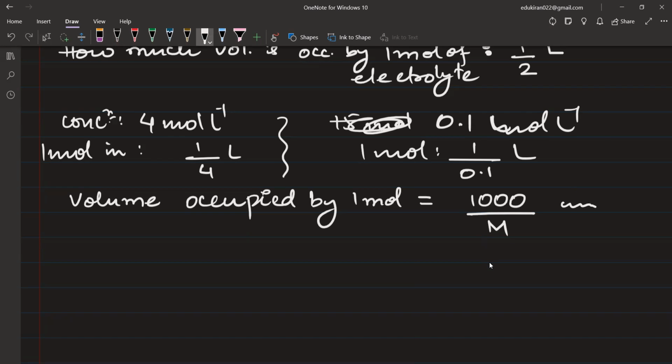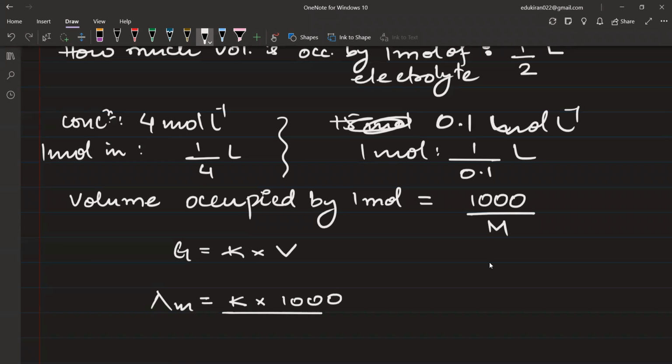This will be in what? In what will we get the answer here? We will get the answer in centimeter cube. Okay, and we know that the conductance is equal to kappa into the complete volume. And the molar conductivity or molar conductance will be what? It is the conductivity given by 1 mole. And how much volume does 1 mole use? It uses 1000 divided by the molarity.